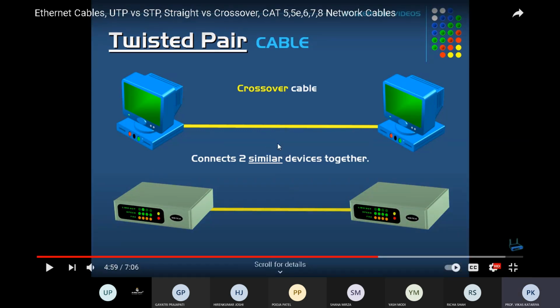Now this is the purpose of a crossover cable. It connects similar devices, right? So it connects two similar devices together. It may be desktop to laptop, switch to hub, router to modem, etc.